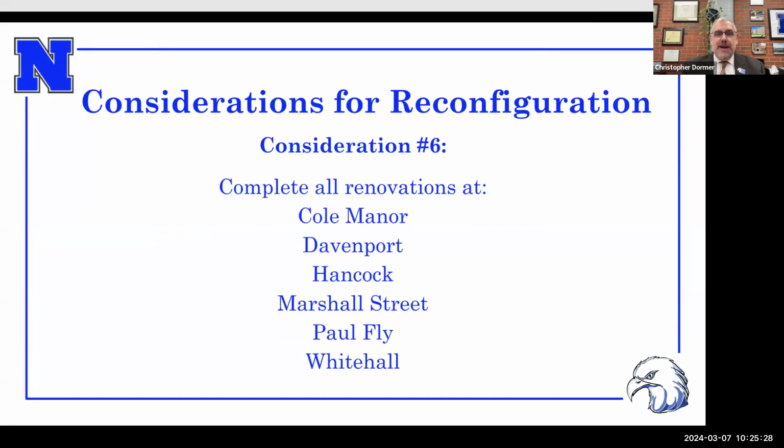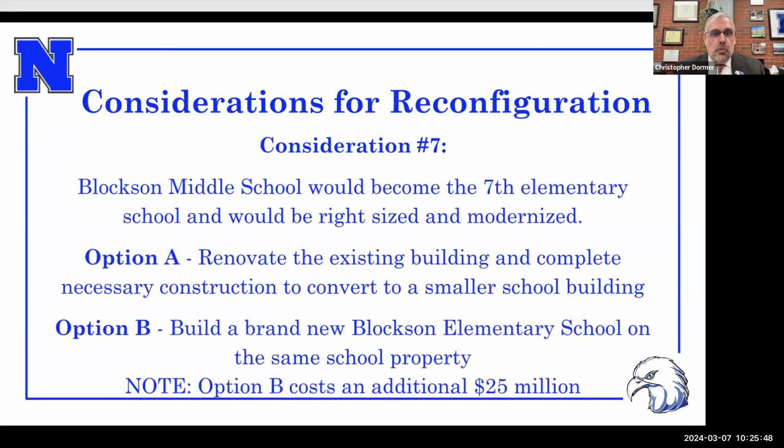Consideration number 5, we would maintain Cole Manor, Davenport, Hancock, Marshall Street, Paul Fly, and Whitehall as K-4 elementary schools as newly renovated buildings, getting all the things that have been identified as part of Schrader's feasibility study. The 7th elementary school would be a conversion of the current Bloxon Middle School to a comprehensive K-4 elementary school. We would most likely build this as somewhere between a 500 and 600 student elementary school. With the redistricting, it would be right-sized.